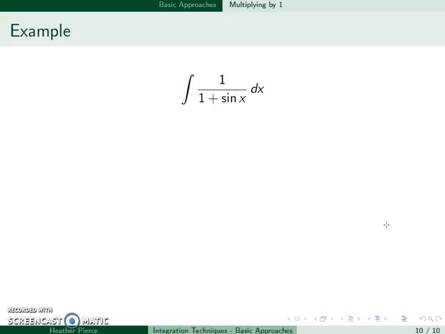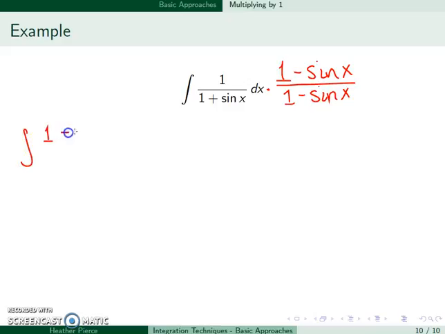For our last one, we'll look at this. Currently, I do not know how to deal with this. So I'm going to multiply by 1 like I did in the last example. Except this time, I'm going to do something similar to rationalizing a denominator. And I'm going to multiply by the conjugate, 1 minus sine x over 1 minus sine x.